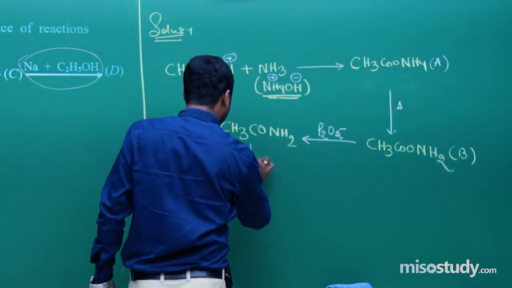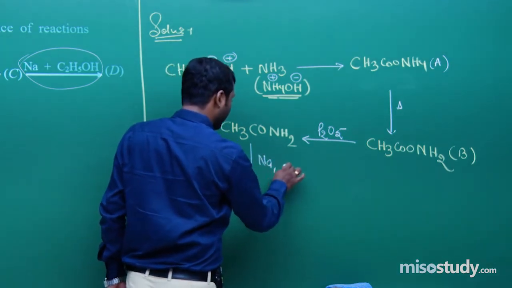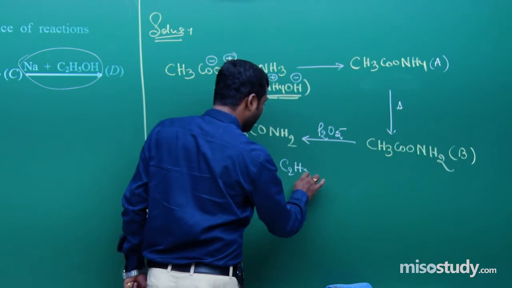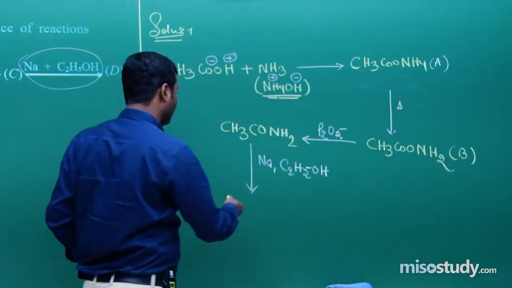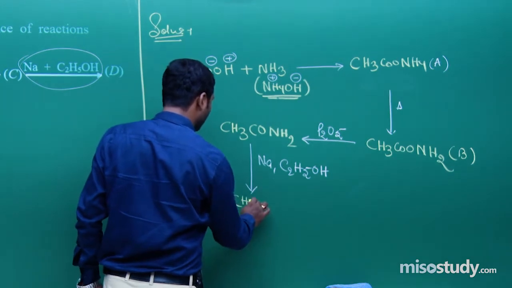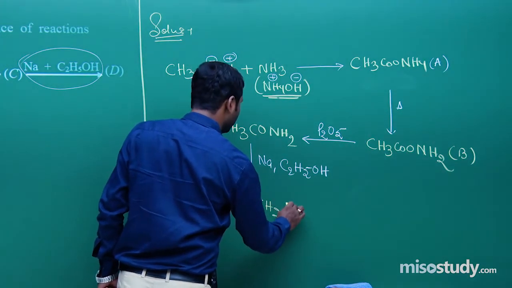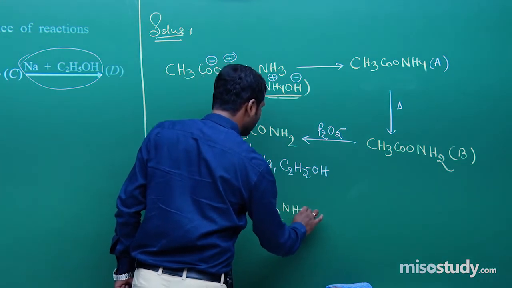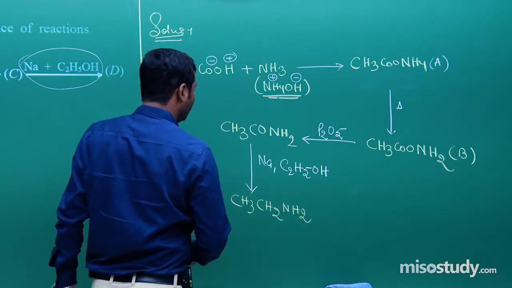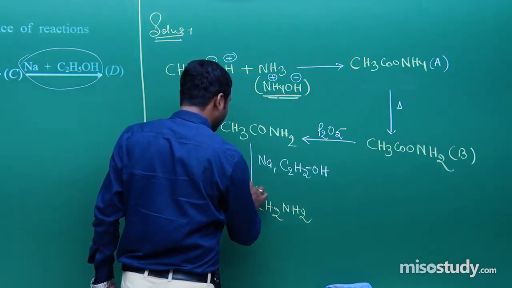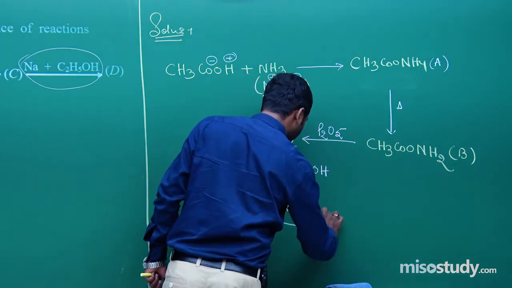CH3CN on further treatment with Na in presence of C2H5OH, what will happen? The reduction, that is removal of oxygen, gives CH3CH2NH2. Clear to you? This is the product here, CH3CH2NH2.